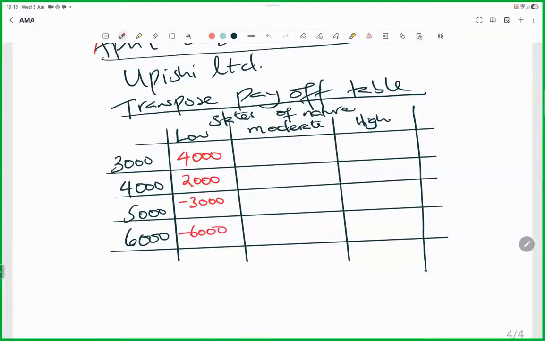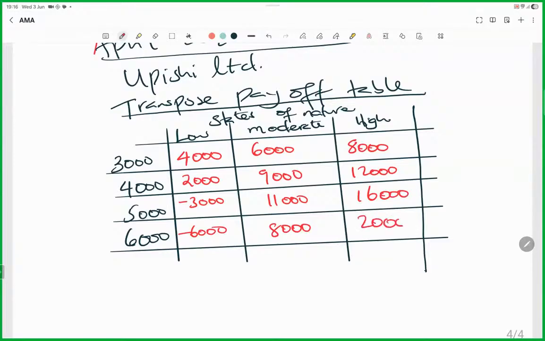So row number 2 becomes column number 2. So what do we have there? 6,000, 9,000, 11,000, 8,000. Everything positive, isn't it? Then the last row becomes the last column, which is 8,000, 12,000, 16,000 and 20,000. Now, of course, you can still do it in the original format, but this is what is recommended.